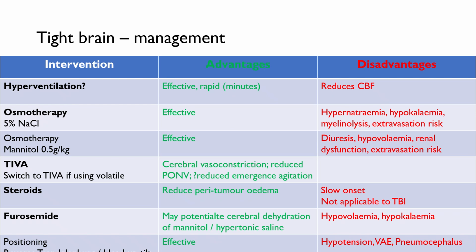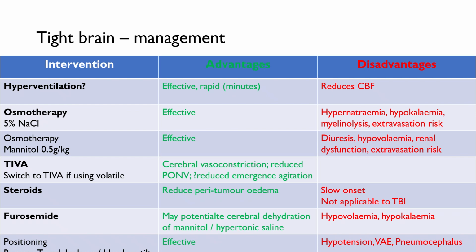So your anaesthetic agent, it may be worth switching to a TIVA anaesthetic if volatile is being used, as that may help with cerebral vasoconstriction. Next, steroids. These will only help with peritumoral edema and won't act that quickly, so there's probably not a great role for them as a rescue technique, but ensure they've been given.